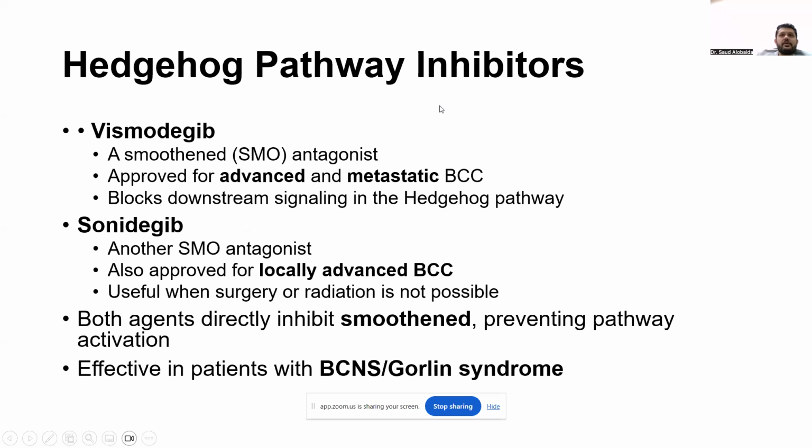So hedgehog pathway inhibitors, we have vismodegib, which is a smoothened antagonist, approved for advanced metastatic, as well as sonidegib. Okay, both work on the smoothened, and this is where patched and smoothened. So either lock this or lock this, because if you remove patched, smoothened is active. So when you inhibit smoothened directly, despite the patched availability, it will not go downstream and activate.